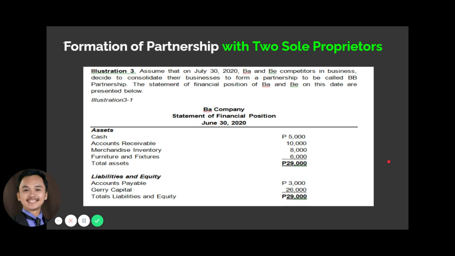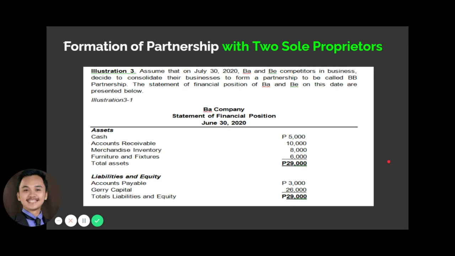We have here illustration 3. So, assume that on July 30, 2020, Ba and Be, competitors in business, decide to consolidate their businesses to form a partnership to be called BB Partnership. The statement of financial position of Ba and Be on this date are presented below.